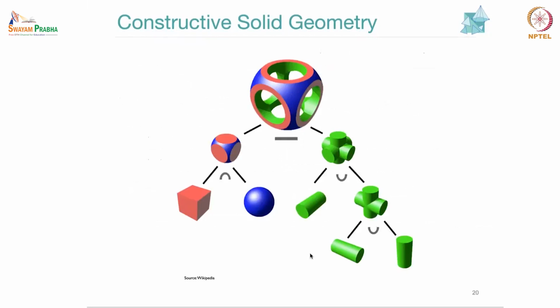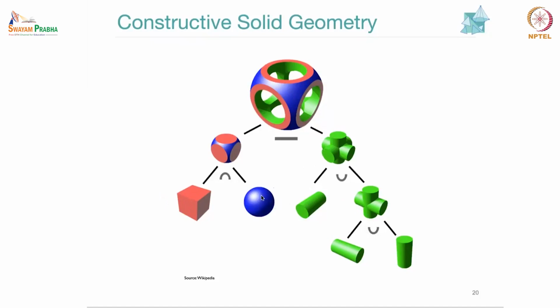Notice here that on the leaf you have primitives like a cube, sphere, and cylinders, and you can combine these using these Boolean operators. For example, you could say, I want to take a union between these 2 cylinders, and you get this new implicit function, an implicit field. Then you can take a union with another cylinder, and you get a very interesting shape like this.